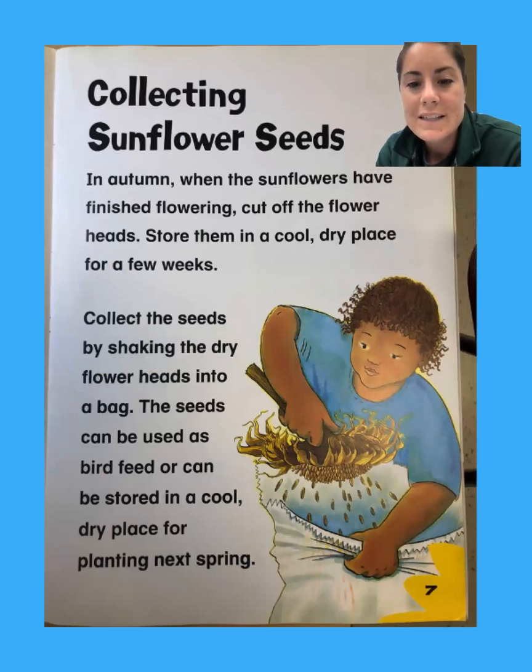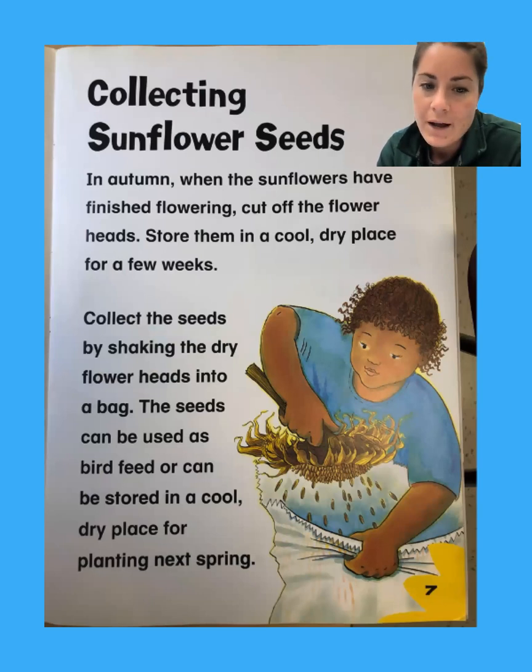All right, so collecting sunflower seeds. In autumn, like in fall, when the sunflowers have finished flowering, cut off the flower head and store them in a cool, dry place for a few weeks. Collect the seeds by shaking the dry flower head into a bag. The seeds can be used as bird feed or can be stored in a cool, dry place for planting next spring. Cool.